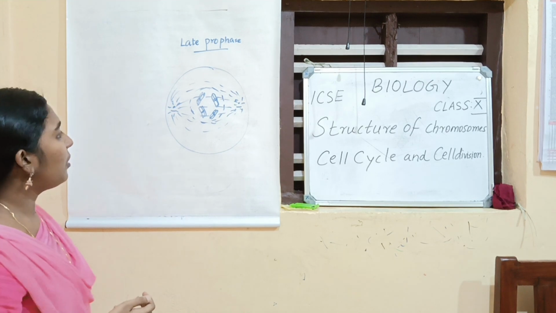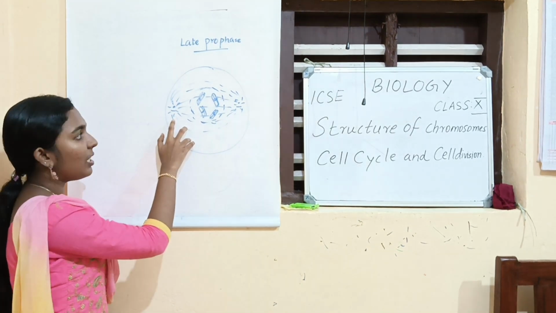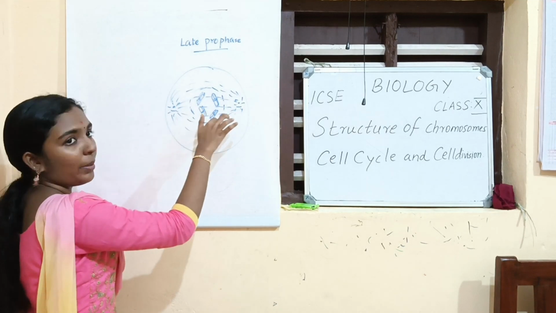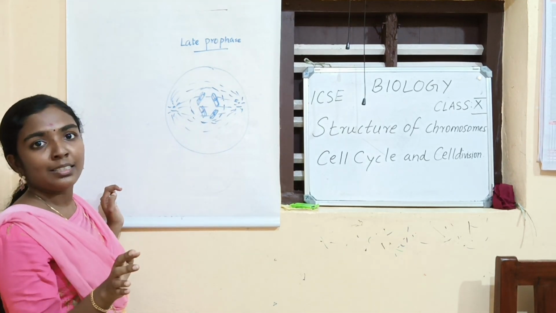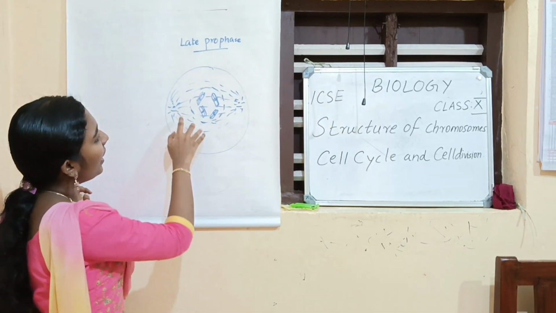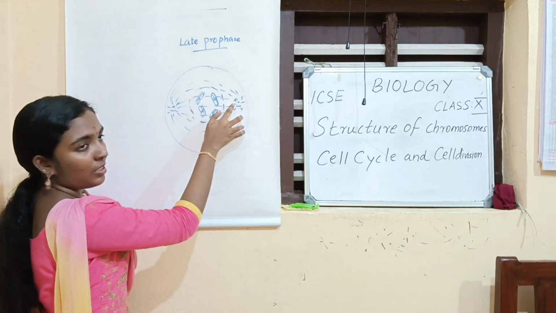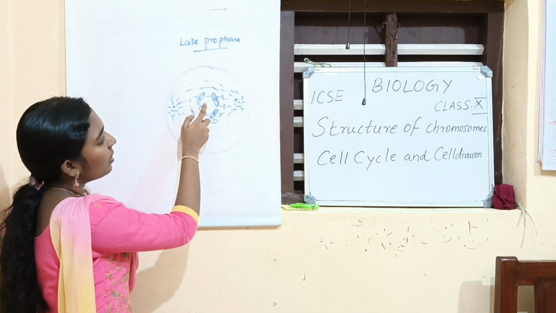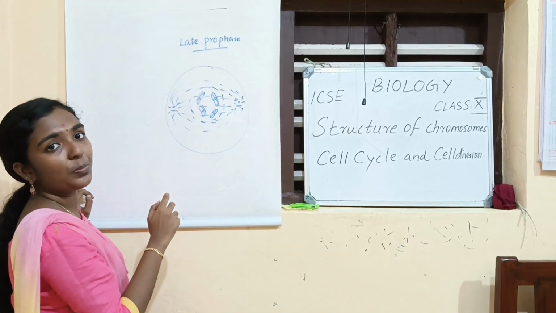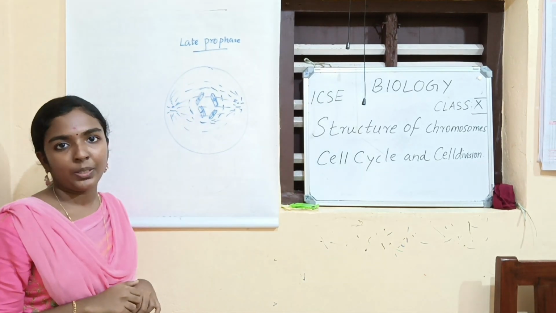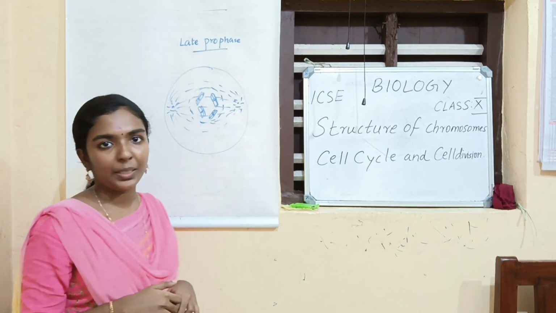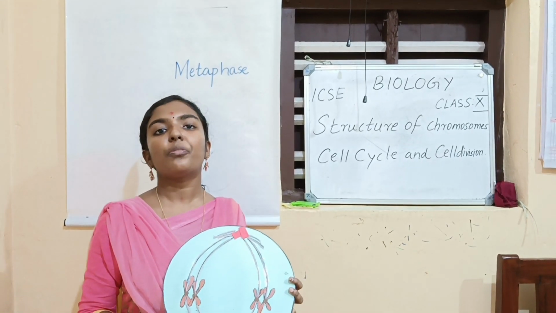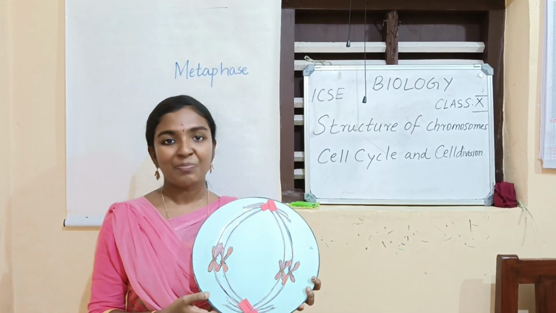Okay, I will repeat it once more. Centrioles start moving towards the opposite poles. Then the nuclear membrane and nucleolus disappear. Then spindle fibers join the two poles, right? Then the chromosomes get attached to the spindle by their centromere. Okay. So after prophase, we are moving to metaphase.